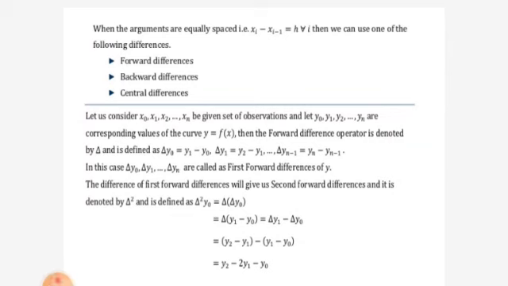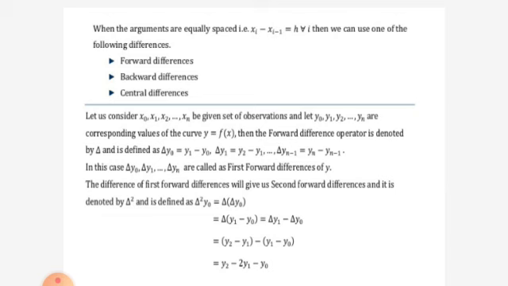For this we will study the forward difference operator. Let us consider x0, x1, up to xn as a given set of observations and let y0, y1, y2 be the corresponding values of the curve. Then the forward difference operator is denoted by delta and is defined as delta y0 equals y1 minus y0, delta y1 equals y2 minus y1, and so on. In this case, delta y0, delta y1 and so on are called the first forward differences of y.